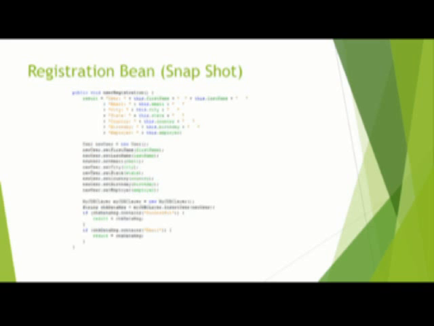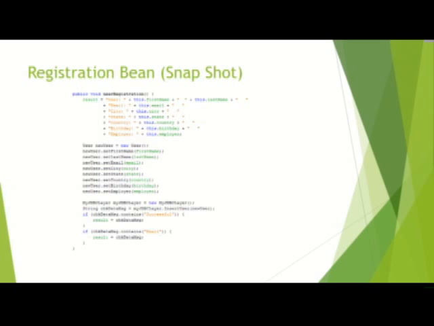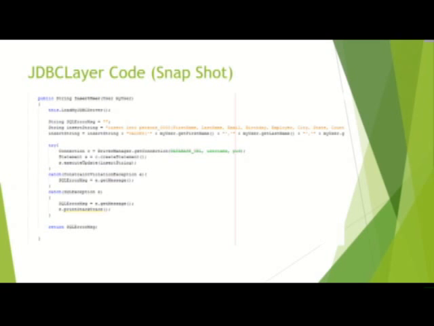Next, we have a snapshot of the registration code, which shows the input text boxes, which are then passed through to the registration bean. Here we have the first name, last name, email, birthday, and city shown here on the screen. That information is then passed to the registration bean, where it's then input into the database. And this is the method that handles that.